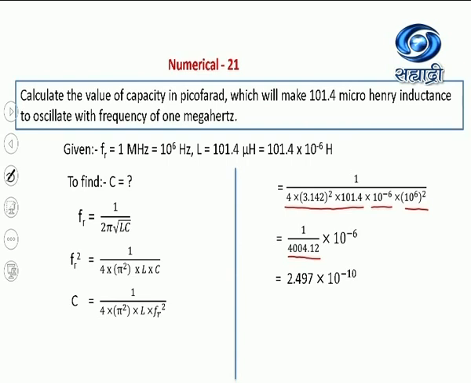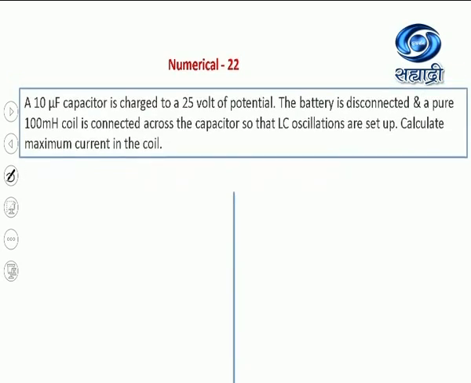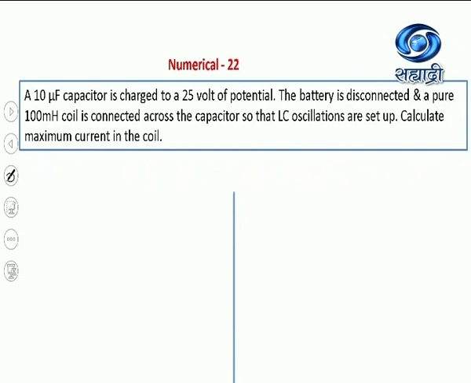asked to find out value in picofarad. So we'll have to convert this into power of 10 as minus 12. So it will be 249.7 into 10 to the power minus 12 and capacitance is 249.7 picofarad. So this was numerical 21. One more numerical we'll take.